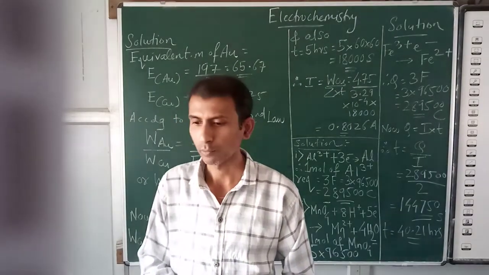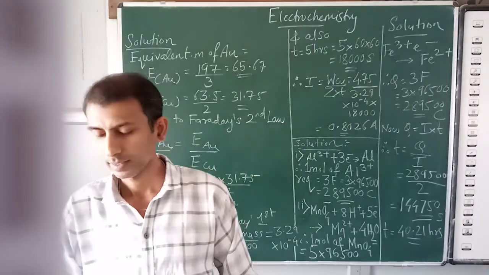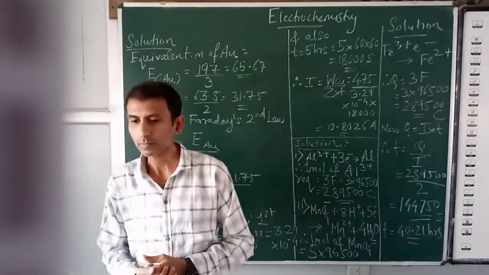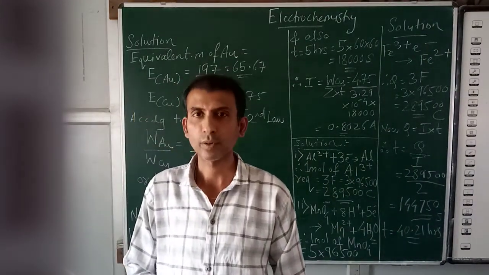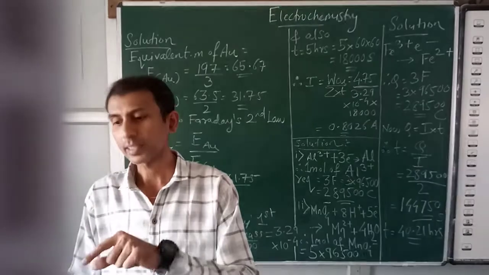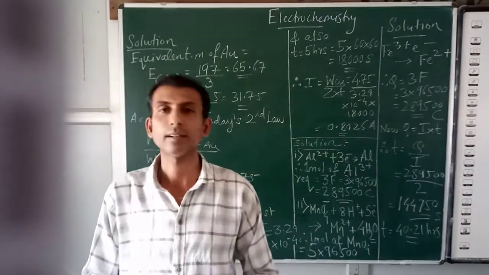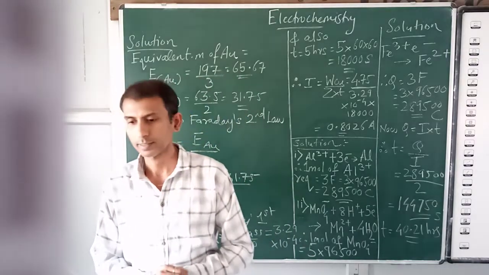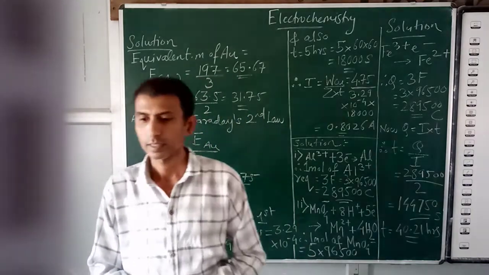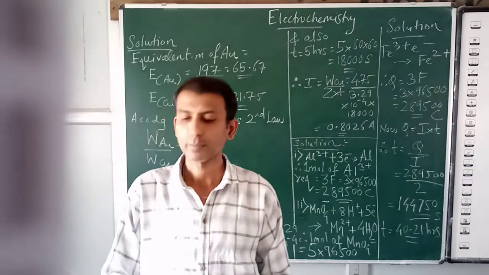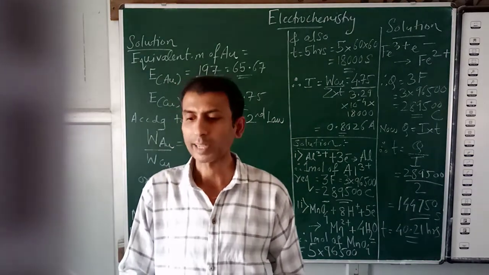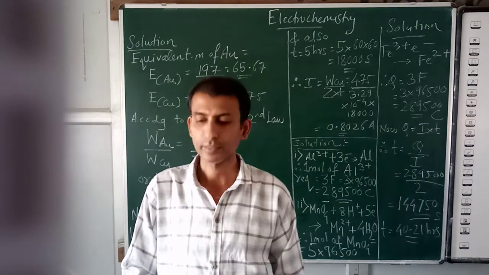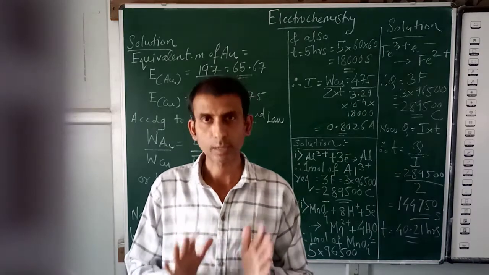9.83 grams of gold were deposited in the first cell. If the oxidation number of gold is plus 3, the oxidation number of gold they have given plus 3. Find the amount of copper deposited in the second cell, and also you have to calculate the magnitude of current in amperes. And what data is given to you? Atomic weight of gold Au is 197 and atomic weight of copper 63.5.